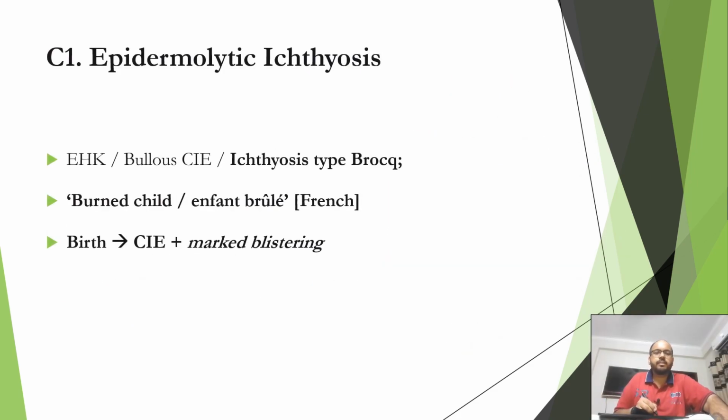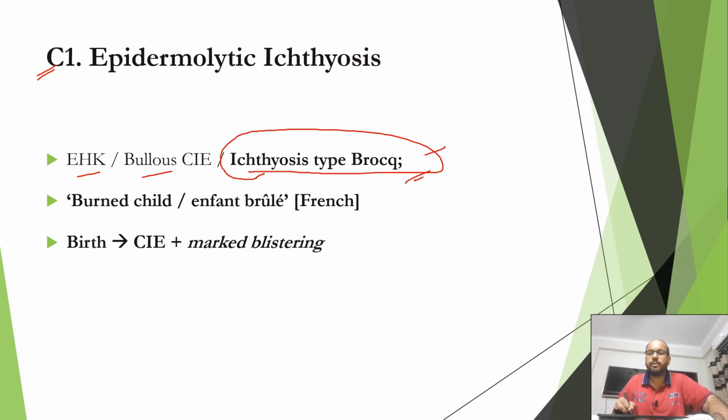We'll start with the first group of disorders, which is epidermolytic ichthyosis. It is also known as epidermolytic hyperkeratosis, bullous CIE, or ichthyosis type Brocq. Okay, so this could be a good quiz question. Ichthyosis type Brocq is another name for which type of ichthyosis? It is epidermolytic ichthyosis. Now remember that CIE in the last lecture was not bullous. So if you see CIE with bullous lesions, think of epidermolytic ichthyosis.